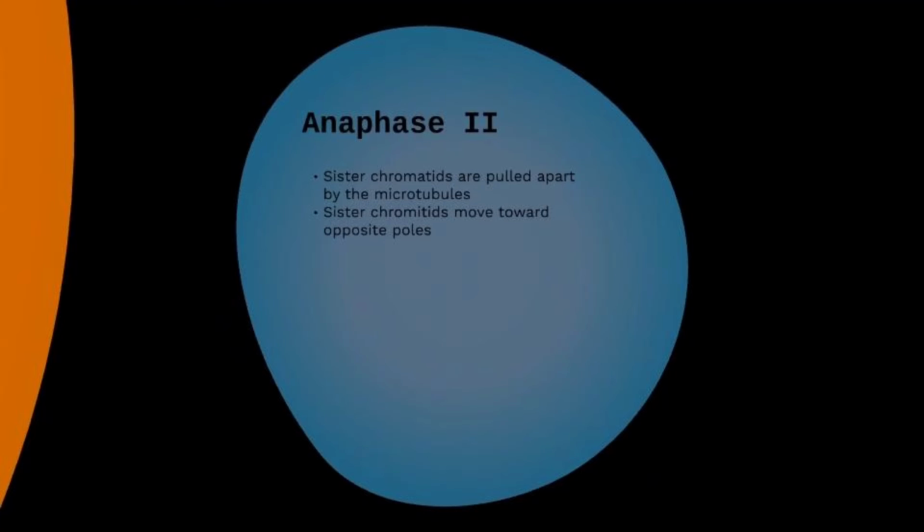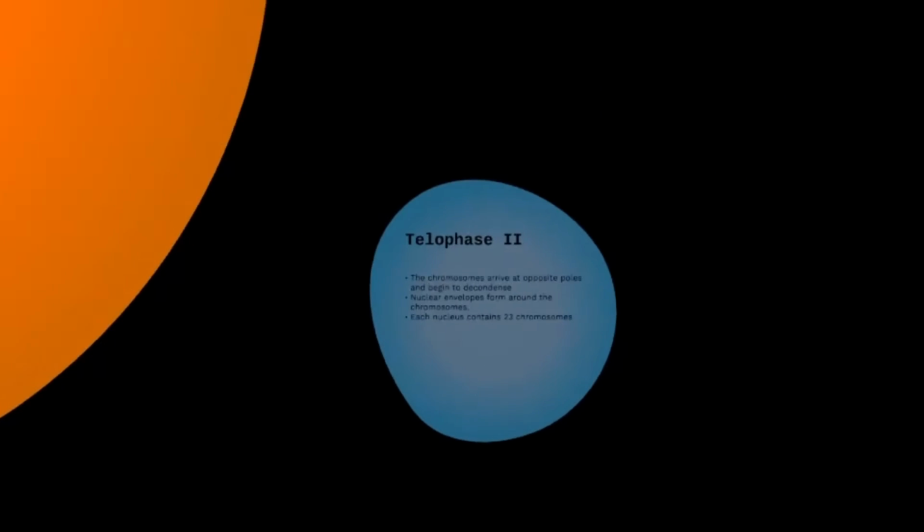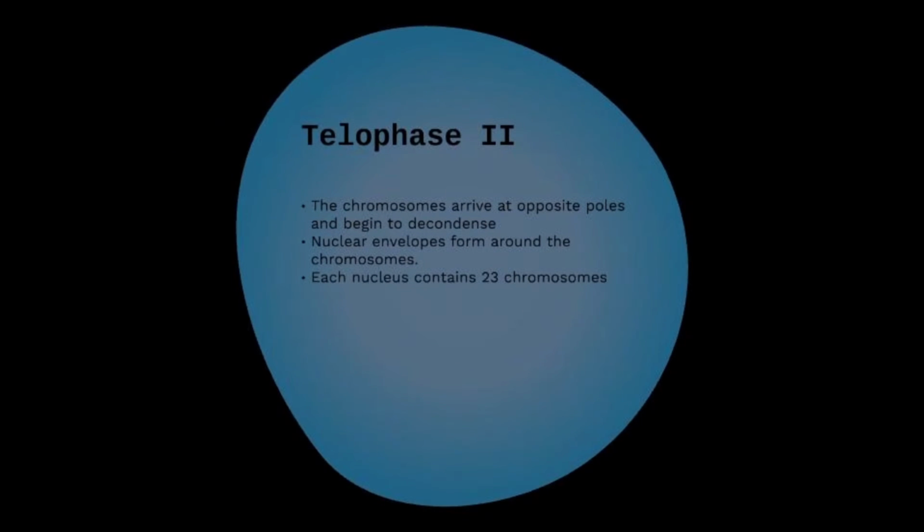And then finally we have Telophase, which is where the individual sister chromatids arrive at the opposite poles and they begin to decondense, and then the nuclear envelope will form around the chromosomes, and now each nucleus contains 23 chromosomes. So at this point you have 4 daughter cells, because this Meiosis II is happening in parallel with the 2 daughter cells that were produced at the end of Meiosis I.